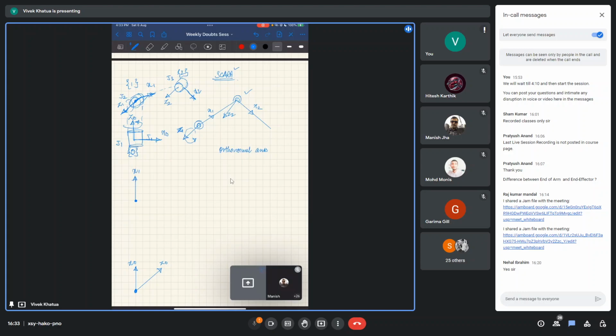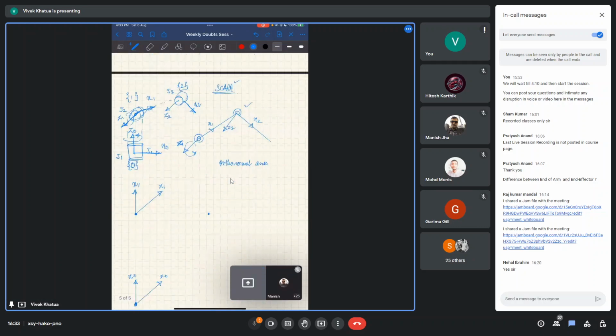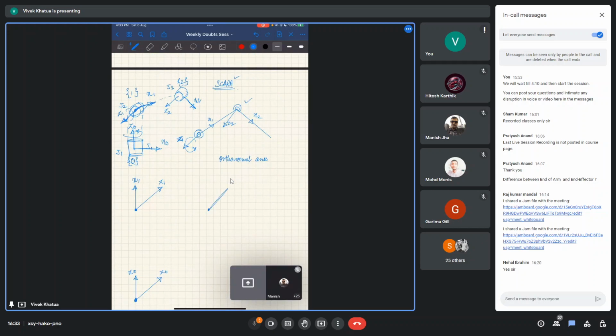This is X1, this is Z1, right? We have another joint about which the frame is Z2, X2. Okay, so this is frame 0, frame 1, frame 2.